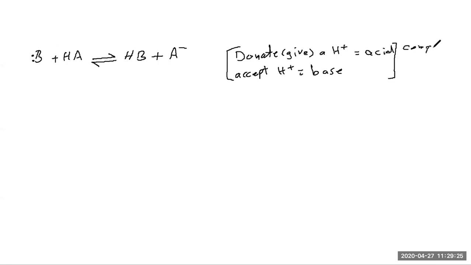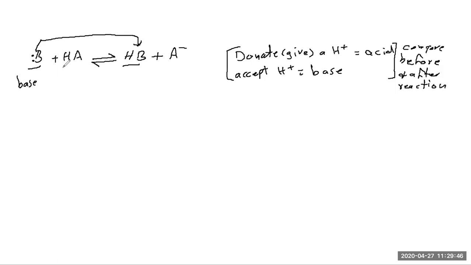So here, B, we will compare before and after the reaction. B goes to HB, that means it accepts, so B will be base. HA goes to A minus, so it gives, donates H, so it will be acid.